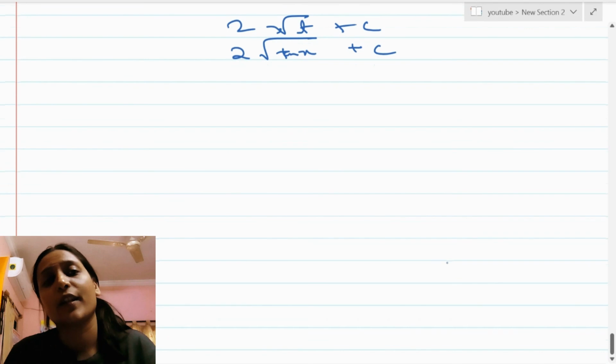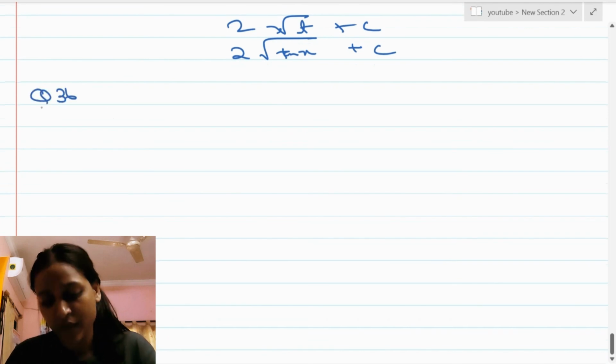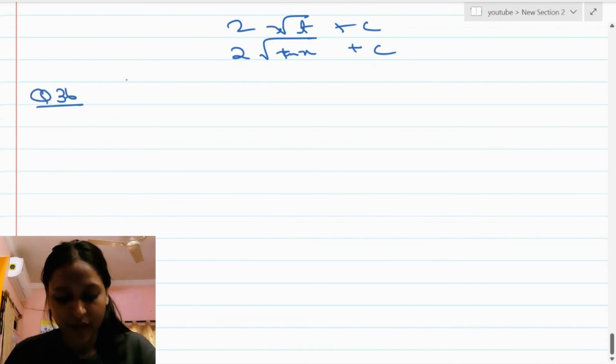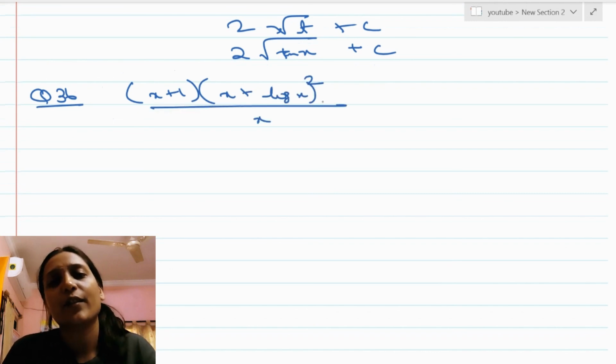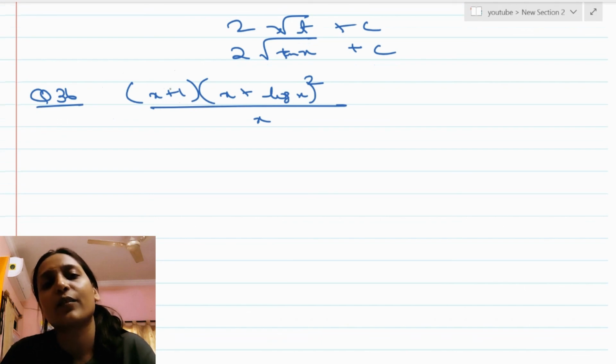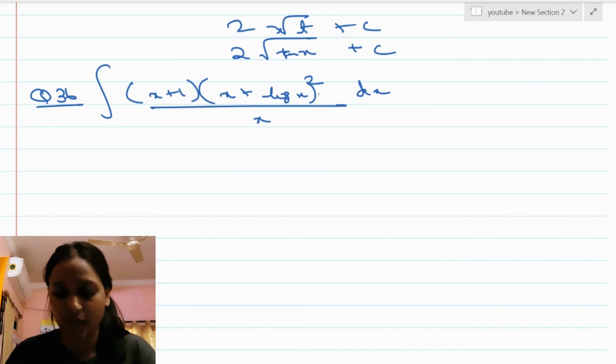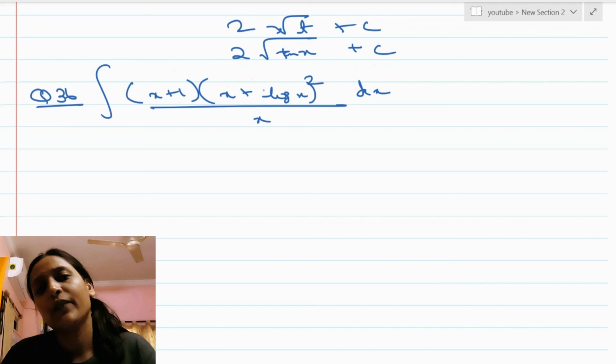Let me move ahead to the last important question from this exercise. That is going to be x plus 1 times x plus log x whole square divided by x. So now if we look at this, first thing that we need to do is figure out which function, if there's any function, which is the derivative of the other. So I can see that x log x's derivative would be 1 plus 1 by log x. And I have x plus 1 by x.